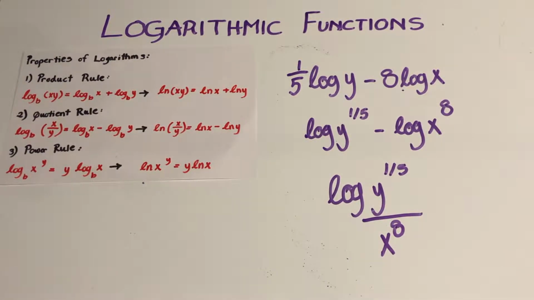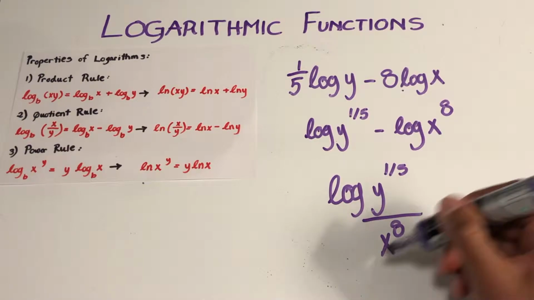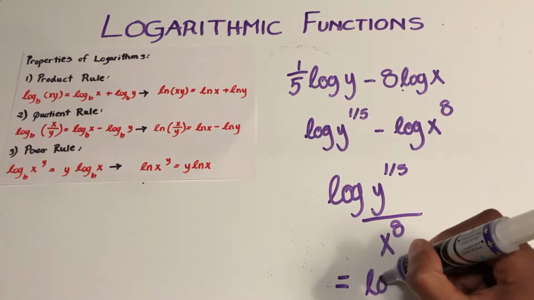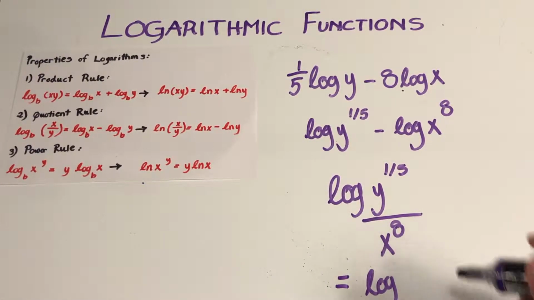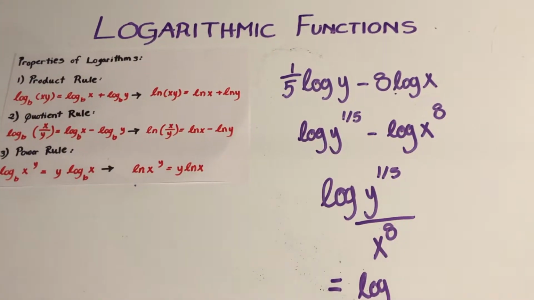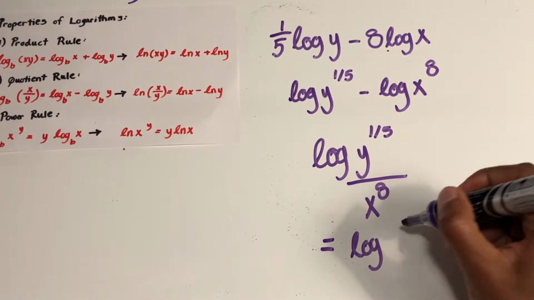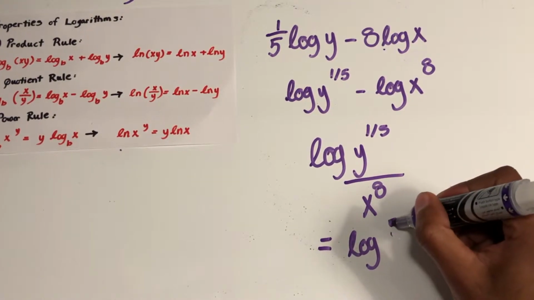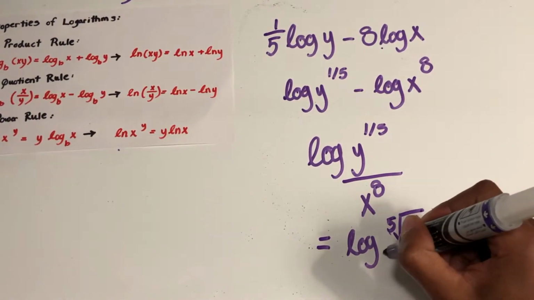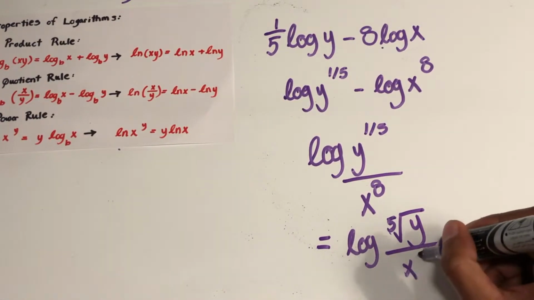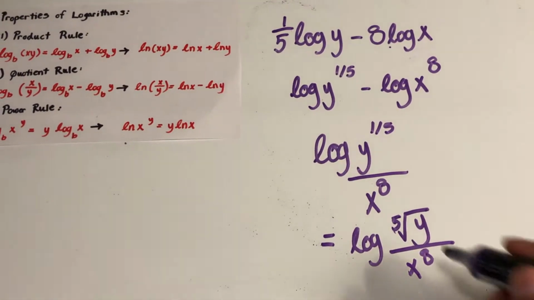Now you can leave this like this, or you can write it like this. I don't know if you can see here. There you go. Log of the fifth root of y over x to the power of 8. And that's your answer.